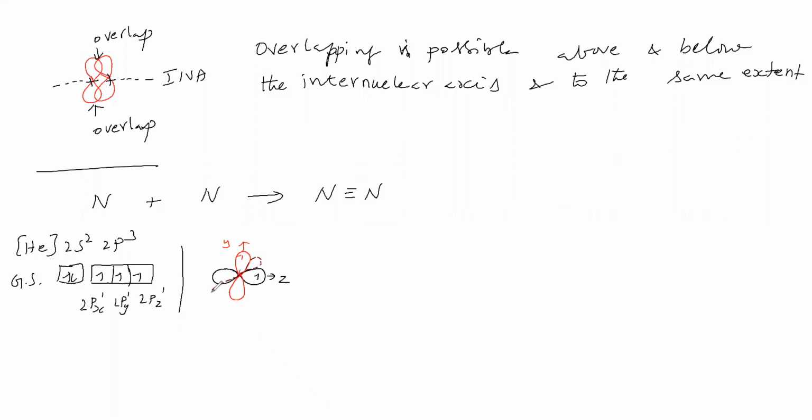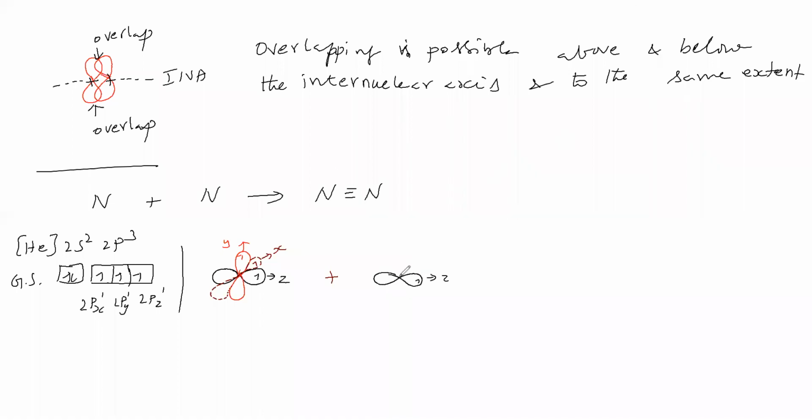So now we are taking the x-axis, which is perpendicular to the y and z axes. This 2px has 1 unpaired electron. In the same way, we write for the other nitrogen atom. For this other nitrogen atom, the 2pz orbital contains 1 unpaired electron.